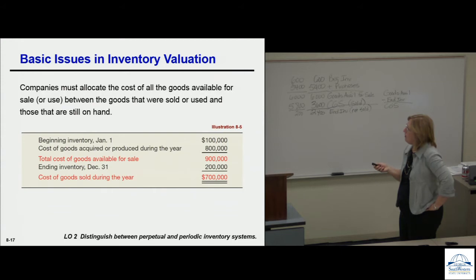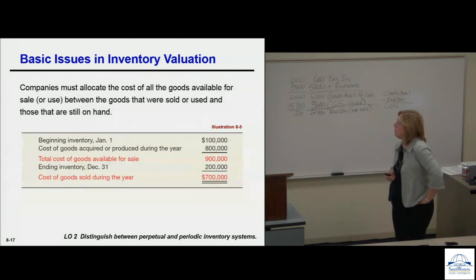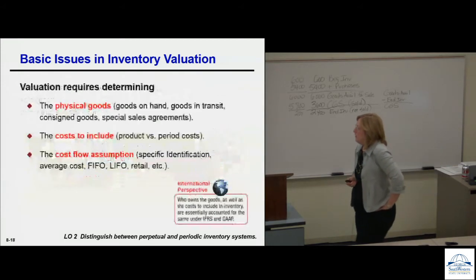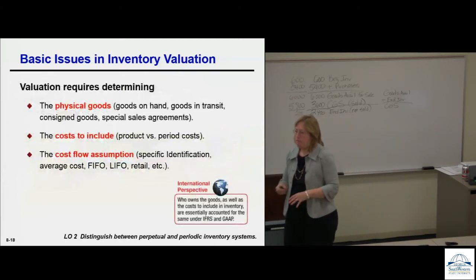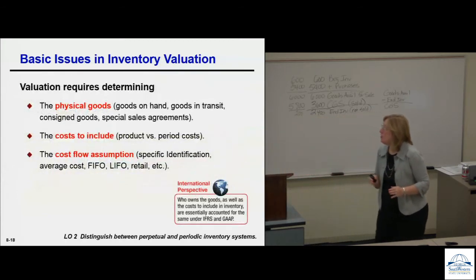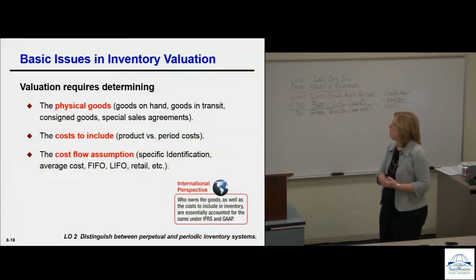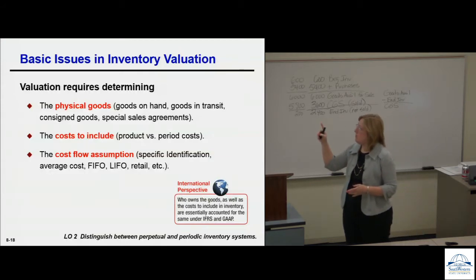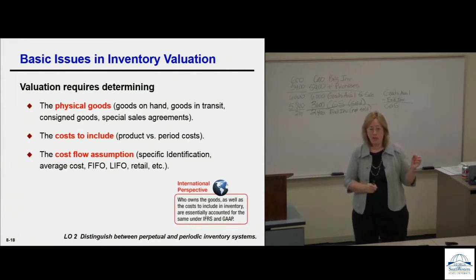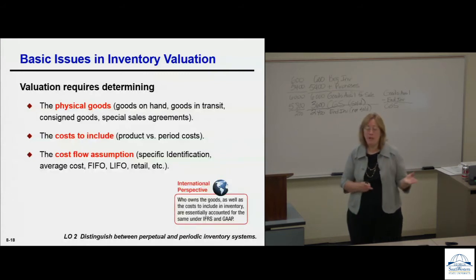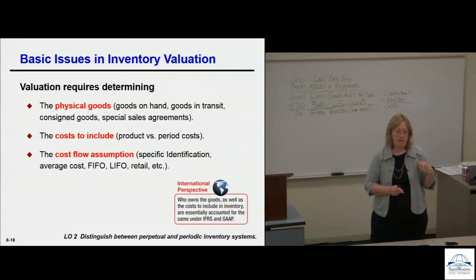Okay, so now we're done with that section of the chapter, and we're going to talk about inventory valuation issues. What do we mean by that? Okay, so there's 3 parts to this. The physical goods part, which means, is it our inventory? When does it become our inventory? Does that seem clear enough? All the stuff in the store is your inventory?